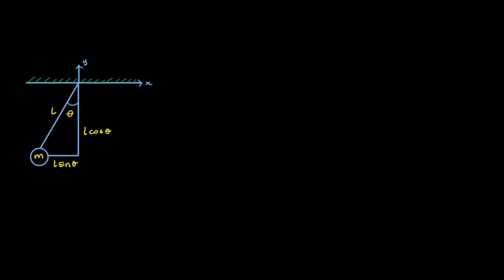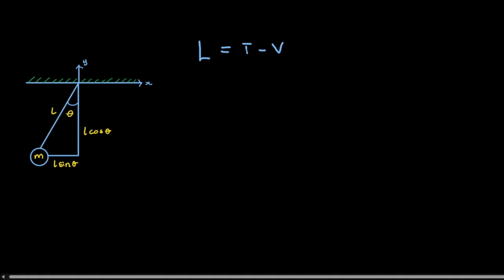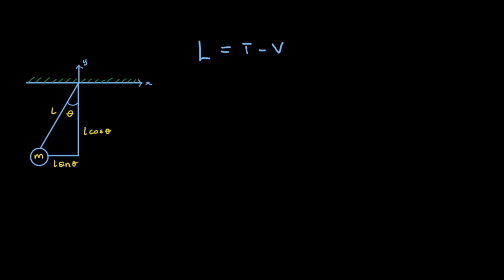Hi guys, so today we're going to be deriving the equation of motion for this pendulum using the Lagrangian. So first of all, what's the Lagrangian? It's simply L equals T minus V, where T is the kinetic energy and V is the potential energy. So now T, which is the kinetic energy stored by the mass, will be half mv squared.